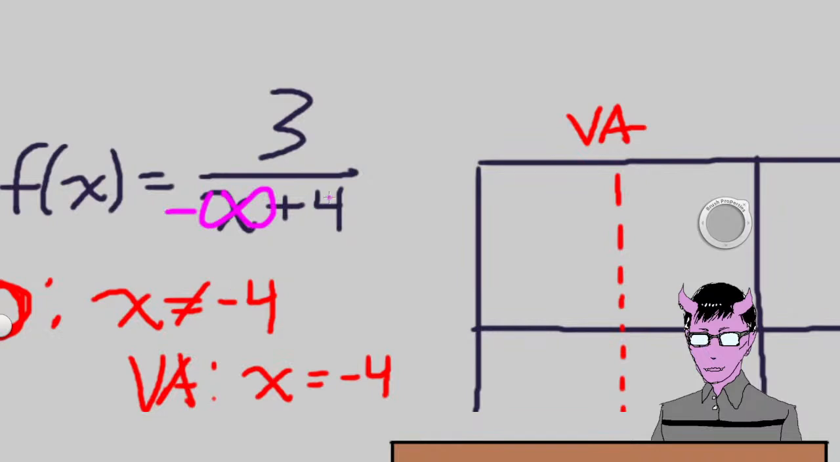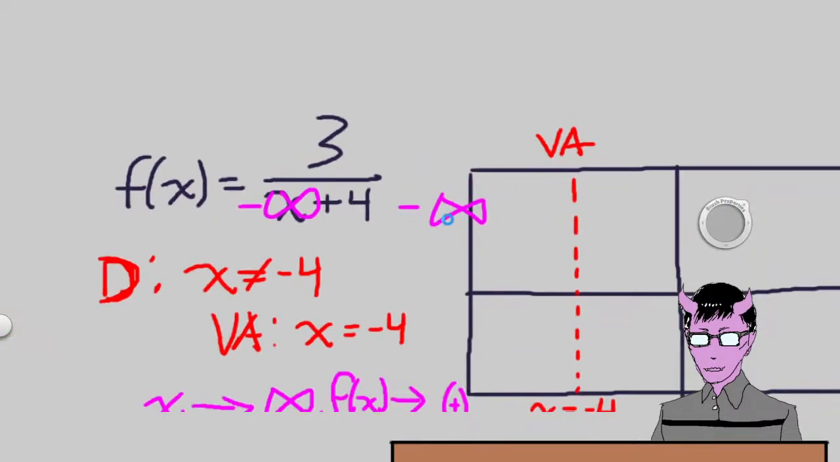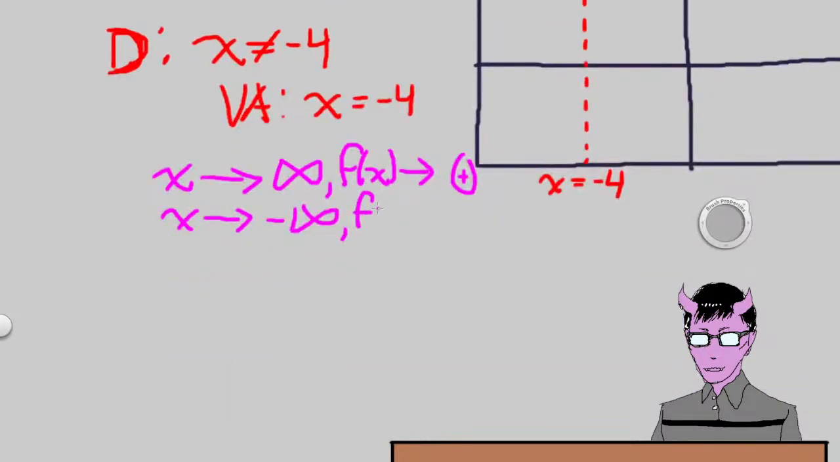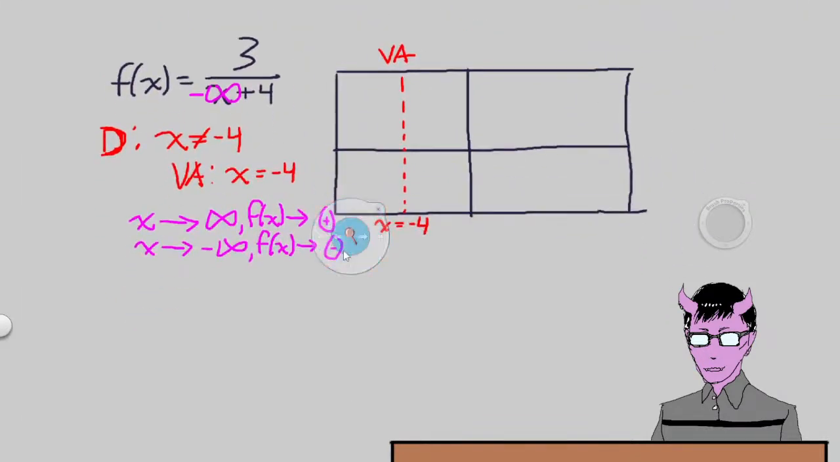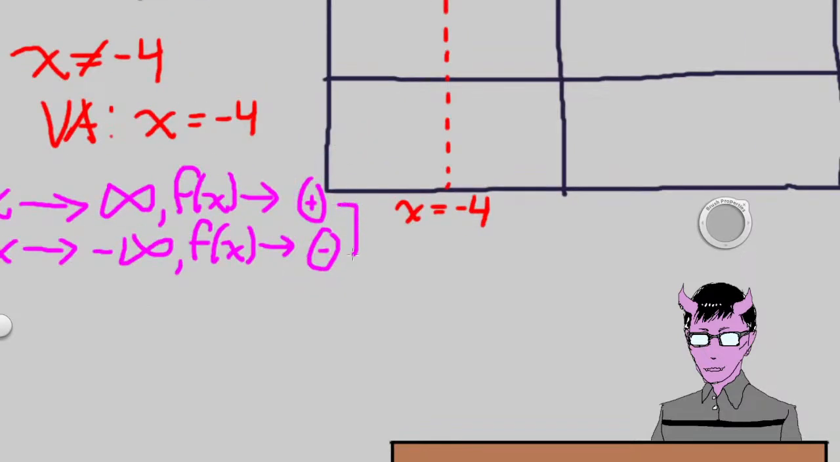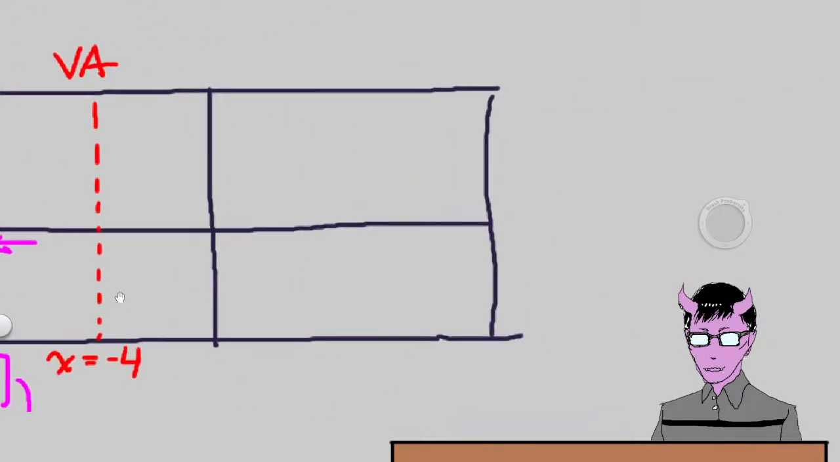A large negative value plus 4 is still a large negative value. So 3 divided by an absurdly huge number is almost 0, but we have a negative value. So negative almost 0. Therefore, the y value approaches 0, but it's negative. And since these two trend patterns are in agreement, we can summarize that using something called the horizontal asymptote. It's when the y values trend towards 0 on the left-hand side and on the right-hand side.